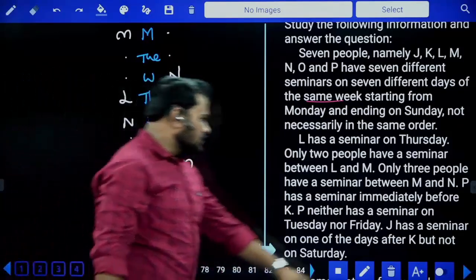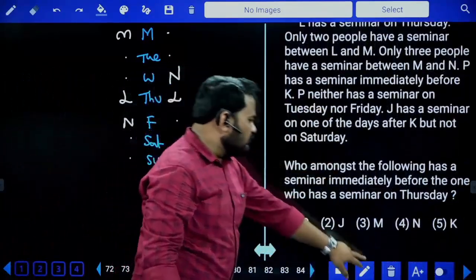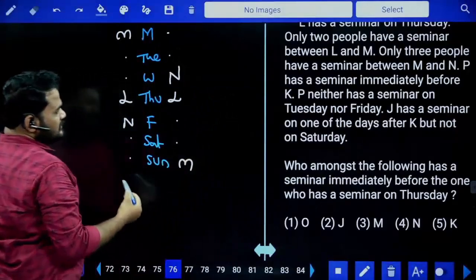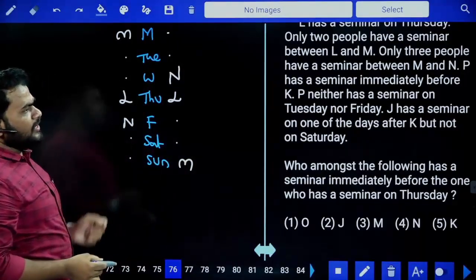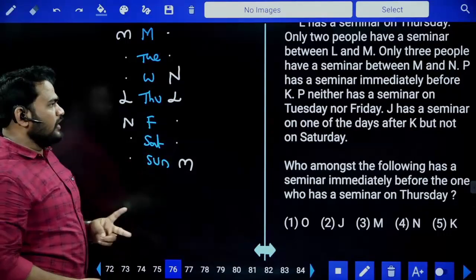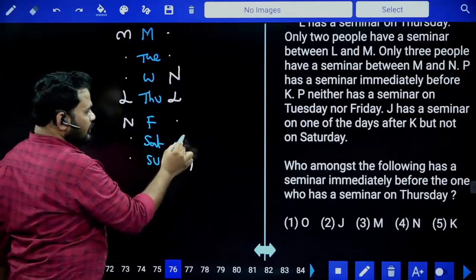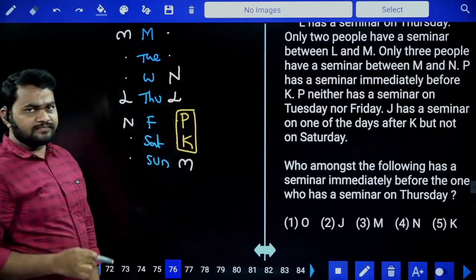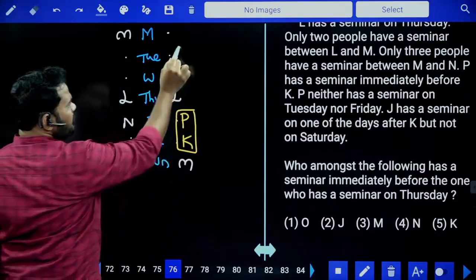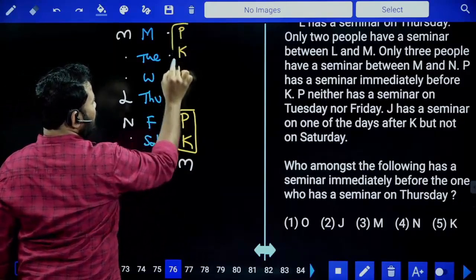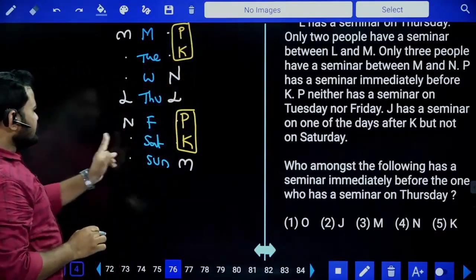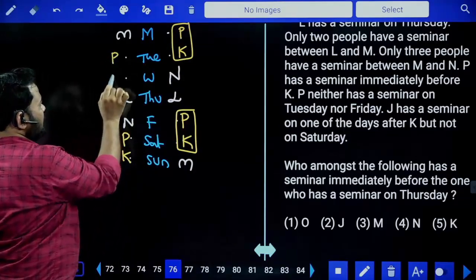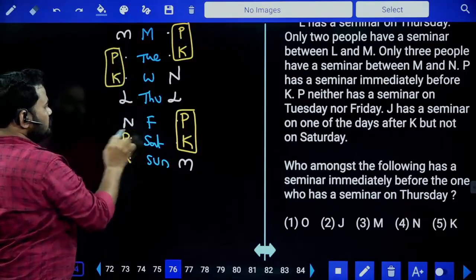The next condition says that P has a seminar immediately before K. So in order to place P and K, we need 2 consecutive days vacant. If K is here, immediately before K we can place P. So this is one possibility. If K is here, P has a seminar immediately before K. It is another possibility. Same on the left side also. We have 2 possibilities here also.